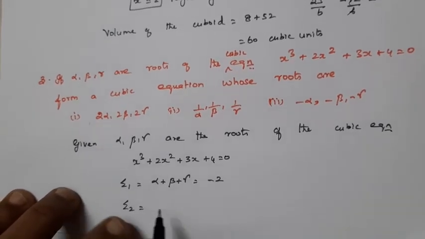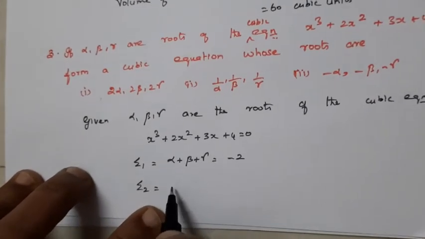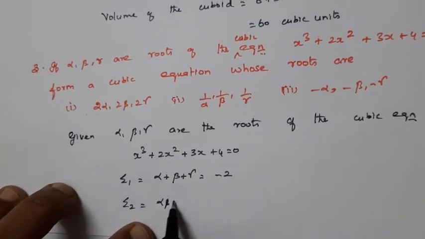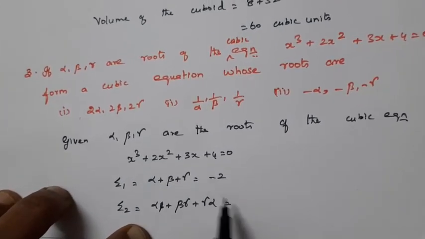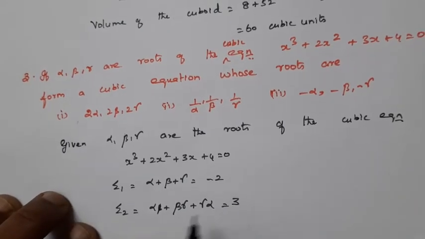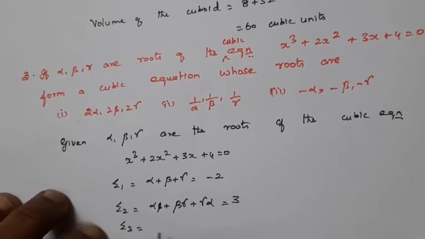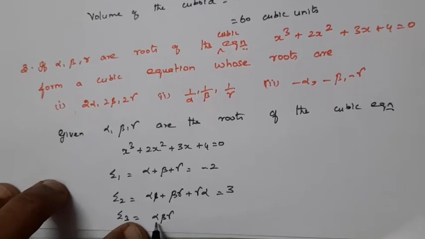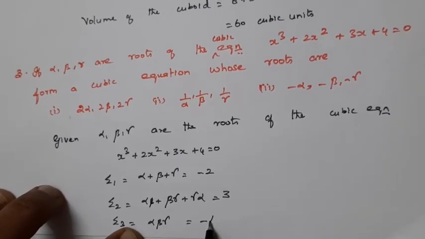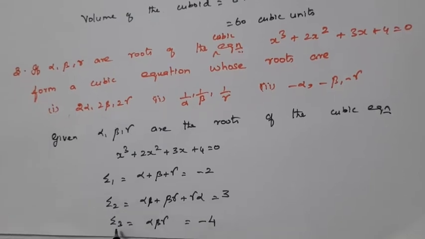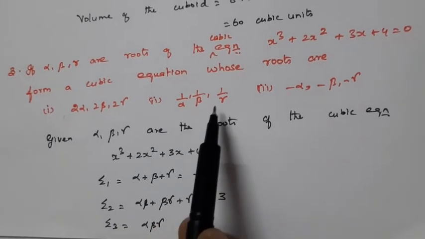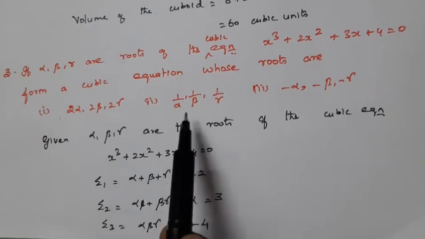And sigma 2 is equal to the sum of the products of the roots taken 2 at a time, that is alpha beta plus beta gamma plus gamma alpha, that is nothing but 3, alternating minus plus, right? And sigma 3 is nothing but the product of all the 3 roots, that is alpha beta gamma, which is equal to minus 4, right? So, after getting the values of sigma 1, sigma 2, sigma 3, we are going to use this in order to find out the equation whose roots are these, right?